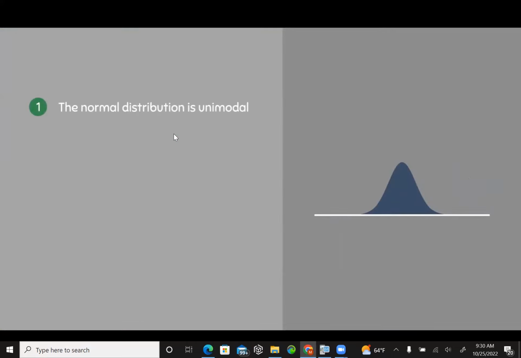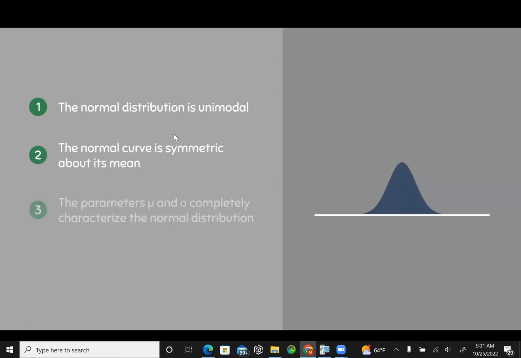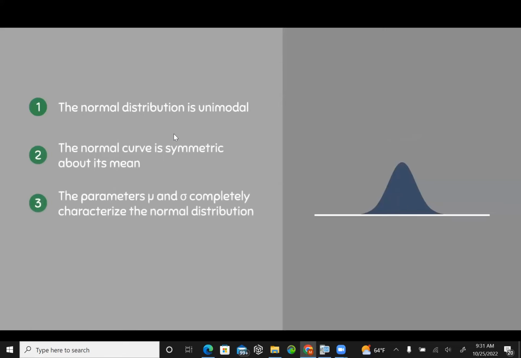Overall, here are some points about the normal distribution. The normal distribution is unimodal. This means that the distribution has a single peak. The normal curve is symmetric about its mean, so you can clearly see that the distribution can be cut into two equal halves. The parameters mu and sigma completely characterize the normal distribution. The population mean mu determines the location of the distribution and where the data tends to cluster around. The population standard deviation sigma determines how spread out the distribution will be.